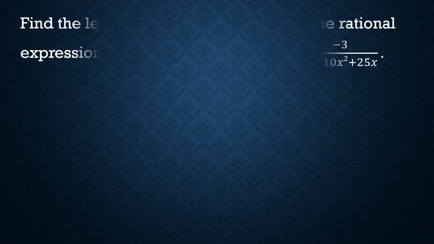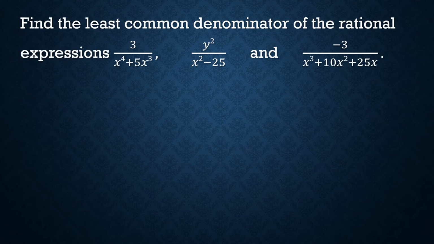For the last example, let's say we have these expressions. So, ganun pa rin naman ang ating gagawin. We're gonna factor all the denominators. So, the factored form of x raised to 4 plus 5x cubed is this. The factored form of x squared minus 25 is this one. And the factored form of x cubed plus 10x squared plus 25x is this.